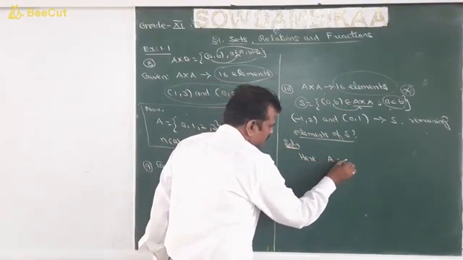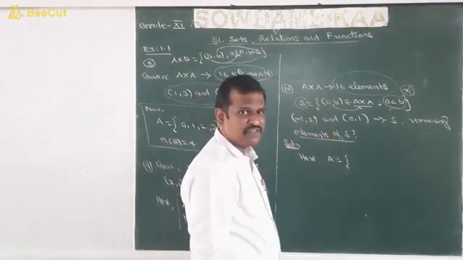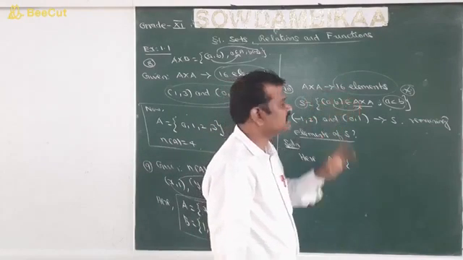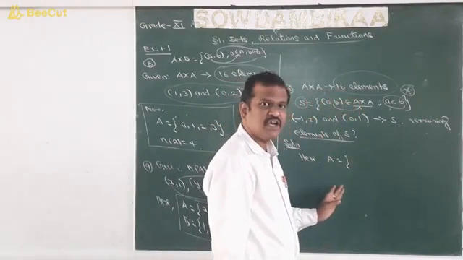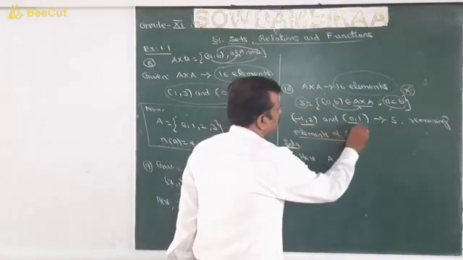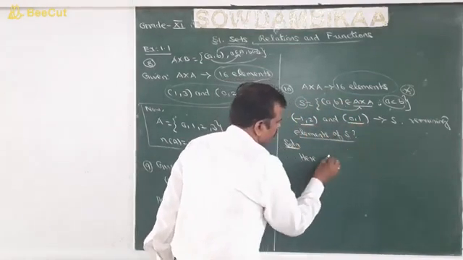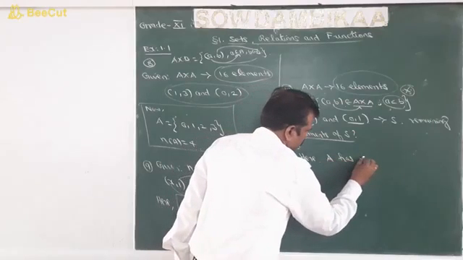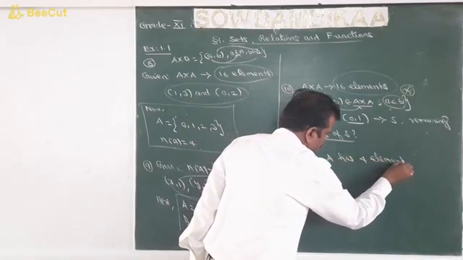Here we have to find the set capital A. A contains 4 elements, we know. So A cross A has 16 elements. Hence, how many elements does A contain? 4 elements. So what are the 4 elements there? Here A has 4 elements.